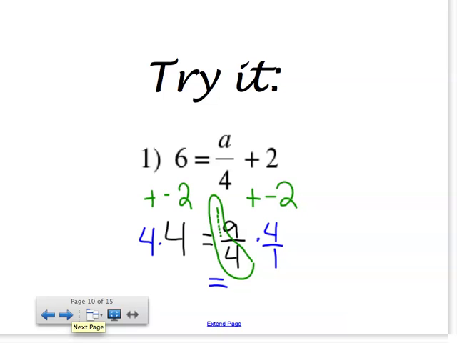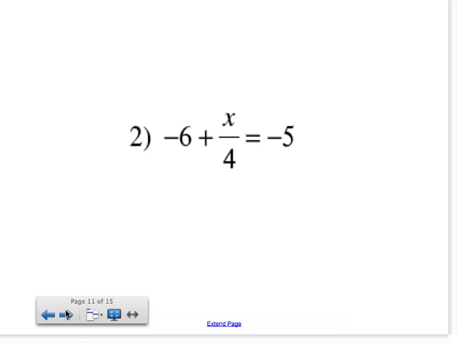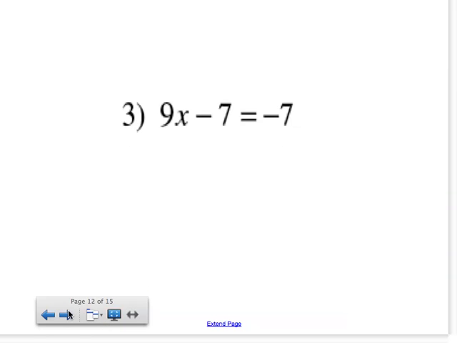All right, notice again, inverse property of addition happening and the equality property. 4 times 4 is 16. So we're left with a is equal to 16. All right, this one's pretty similar. I'm going to move on to this one.